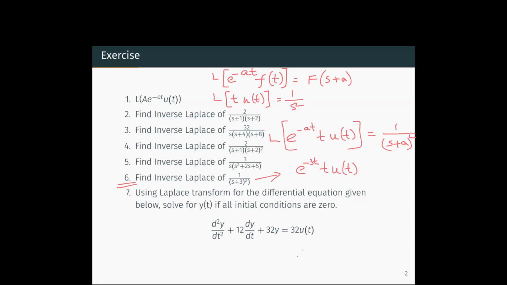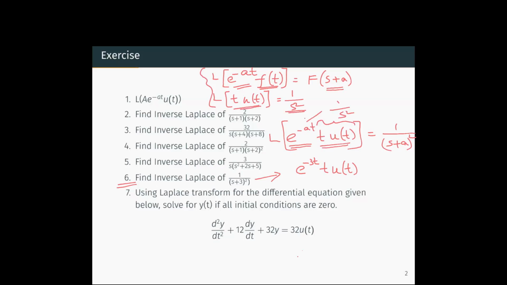In the last video we saw what the frequency shifting theorem is. When you multiply our function f of t with e raised to minus at, in the frequency domain it is a shift. That is why it is called the frequency shifting theorem. Wherever s is there, we will replace that with s plus a. And the Laplace of t u of t is 1 by s square. So this part is 1 by s square.